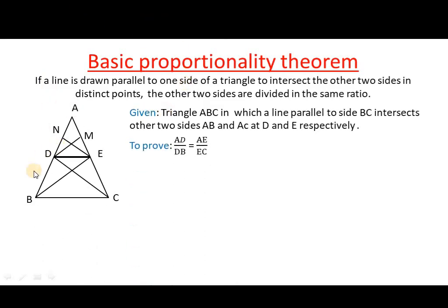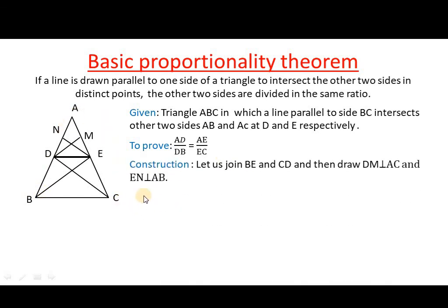So AD divided by DB is equal to AE divided by EC. Already I said the construction: I have joined BE and CD, and I joined DM and also EN. Therefore this EN is perpendicular to AB and this DM is perpendicular to AC.